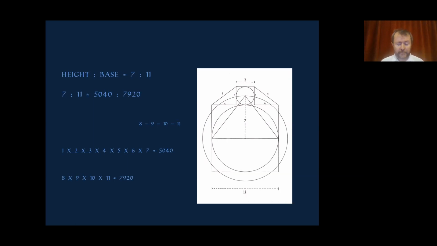Now, the other thing to say with feet, in fact, is there's 5,280 feet in a mile, and the relationship of 5,280 to 7,920 is 2 to 3. Very simple relationship.